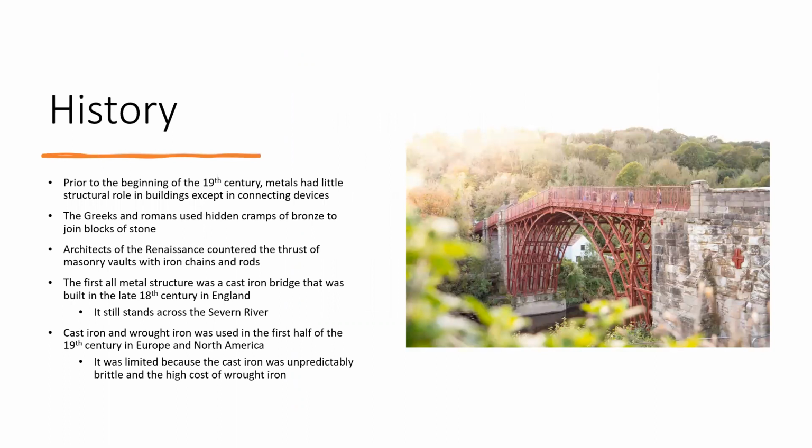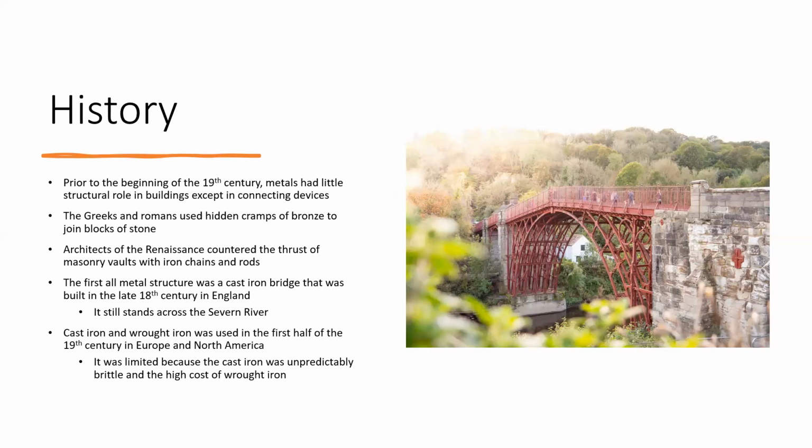So, the history of steel. Prior to the beginning of the 19th century, metals had little structural role in buildings except in connecting devices. The Greeks and Romans used hidden cramps of bronze to join blocks of stone. So cramps, nails, spikes, and many other metal connecting devices were created. That's what they were used for. Architects in the Renaissance countered the thrust of masonry vaults with iron chains and rods. Like in the movies, you see these big doors that are lowered with chains. That's what we're talking about right here.